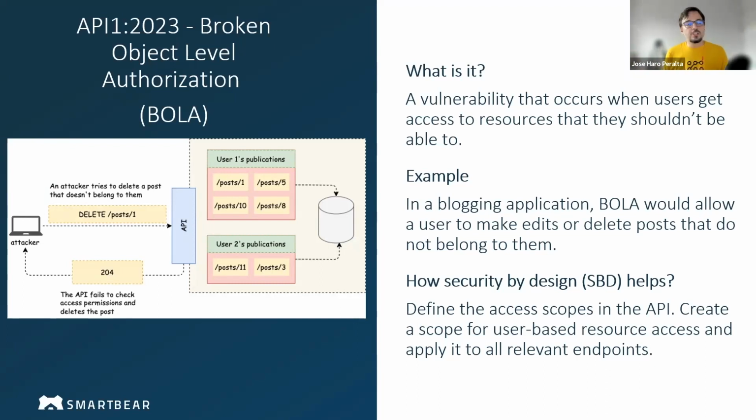And so broken object level authorization would happen if a user manages to bypass these access mechanisms and get hold of our publications and modify them or delete them. This might seem trivial in a blogging application, but if you think of a banking or a medical application, it's very important to make sure that users can't access data or resources that don't belong to them. So what do you think, Frank, we can do here to prevent this kind of vulnerability?